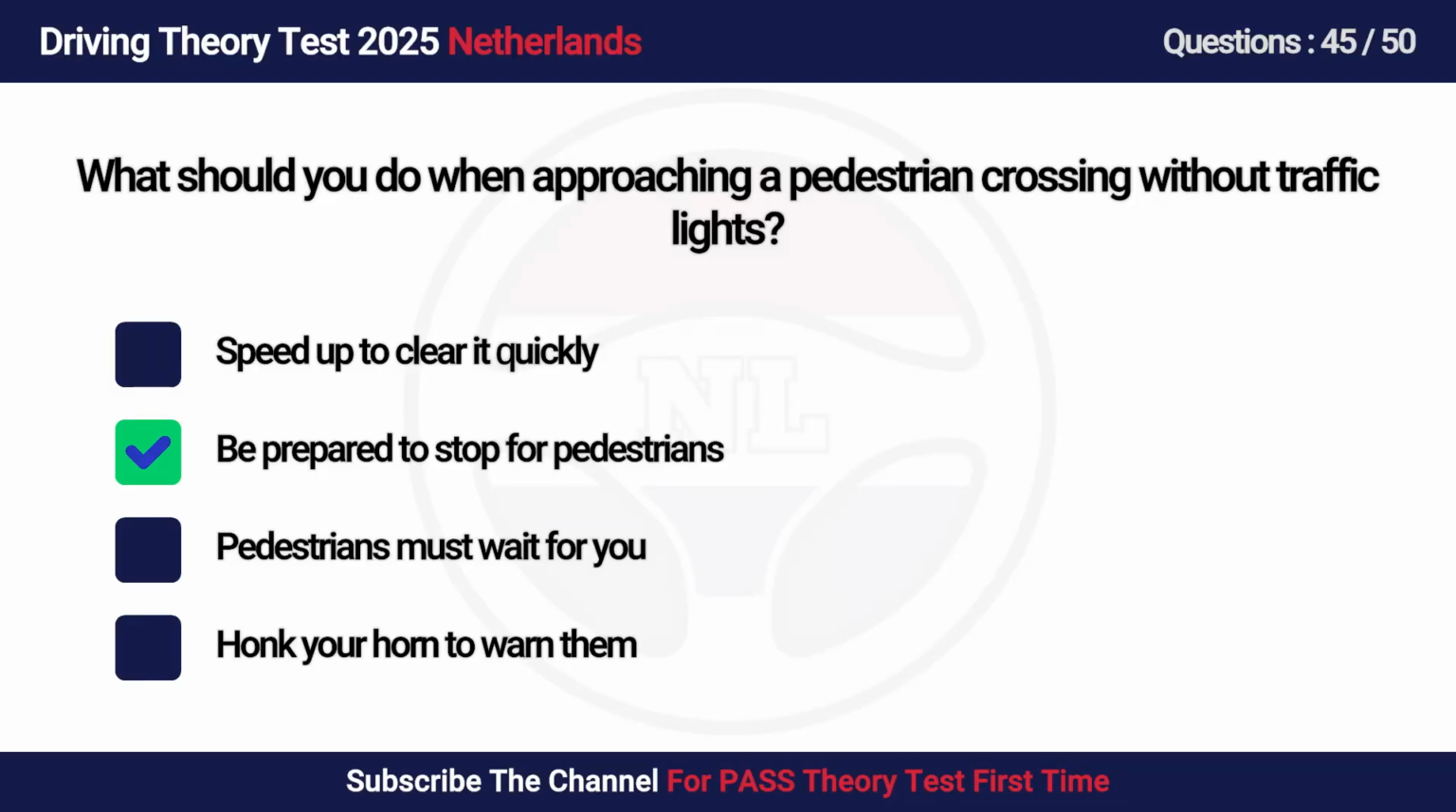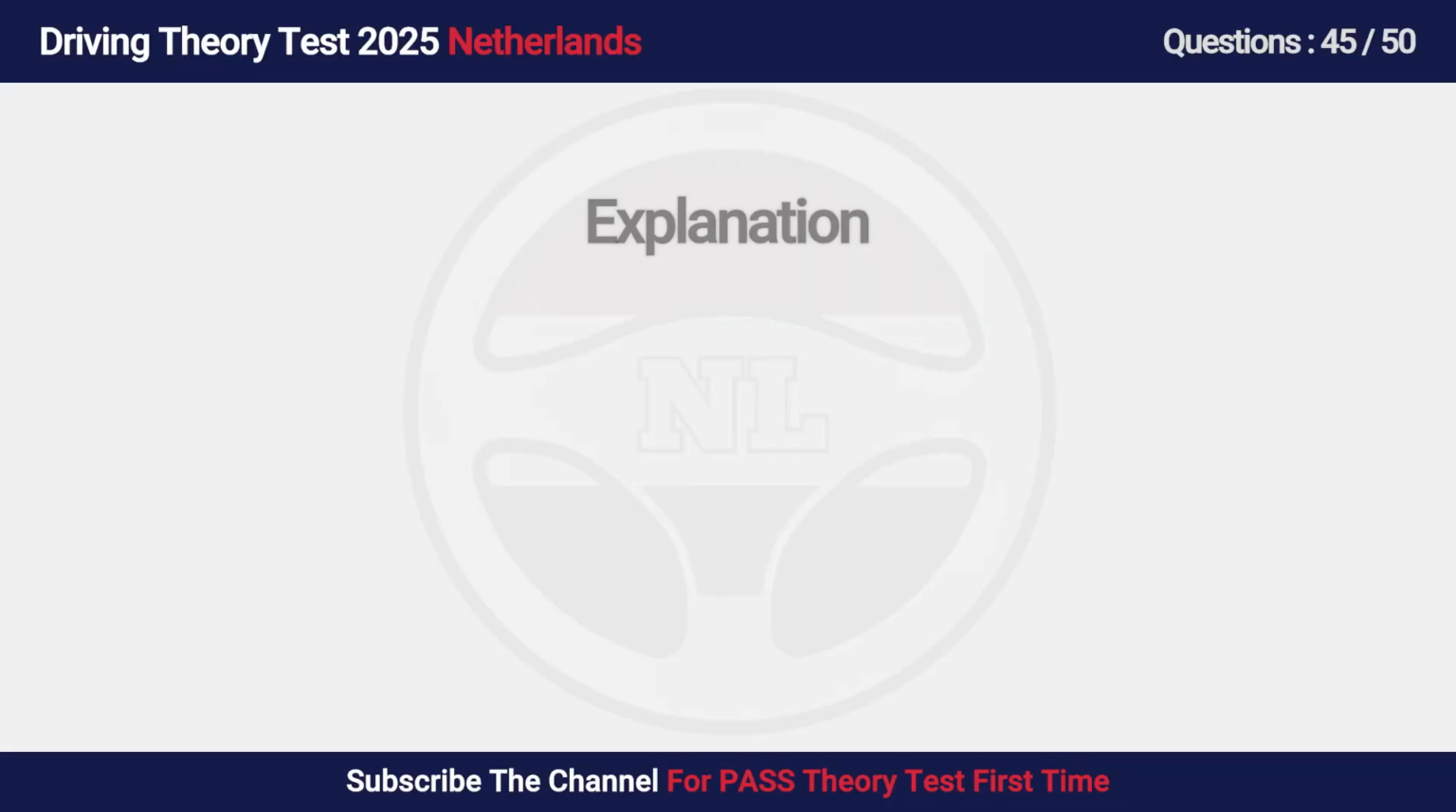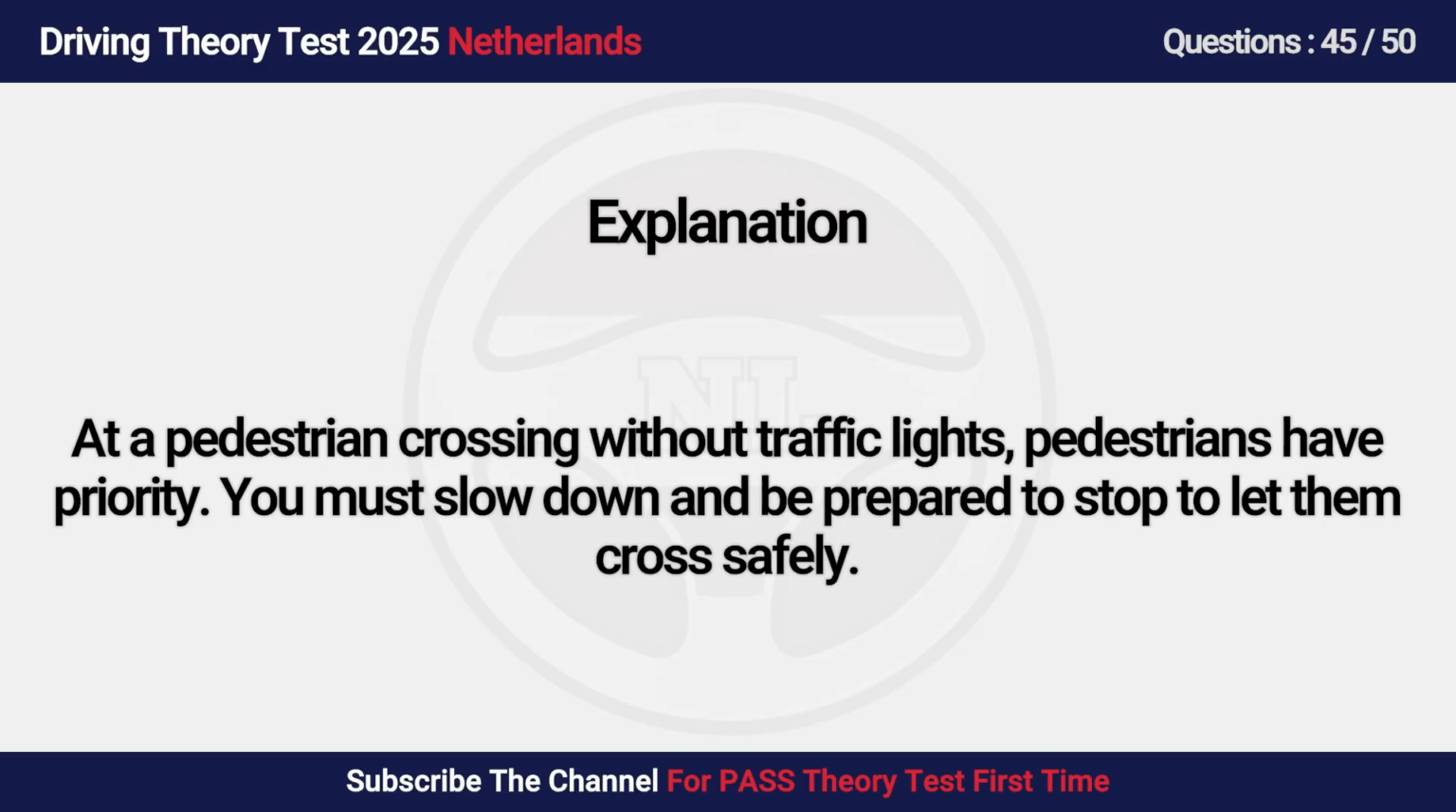Answer is B. Be prepared to stop for pedestrians. At a pedestrian crossing without traffic lights, pedestrians have priority. You must slow down and be prepared to stop to let them cross safely.